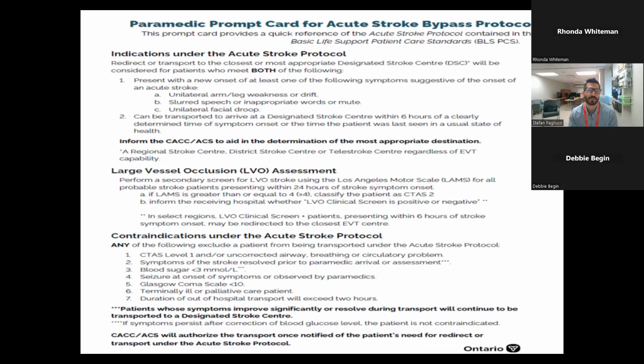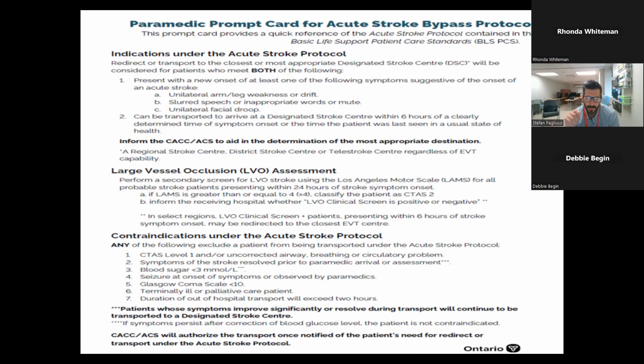And so what we have on the screen here, this is the actual acute stroke bypass protocol. If patients present with a new onset of at least one symptom suggestive of the onset of an acute stroke, so this could be anything like arm or leg weakness, slurred speech, inappropriate words being utilized, unilateral face droop, basically any of the FAST signs.